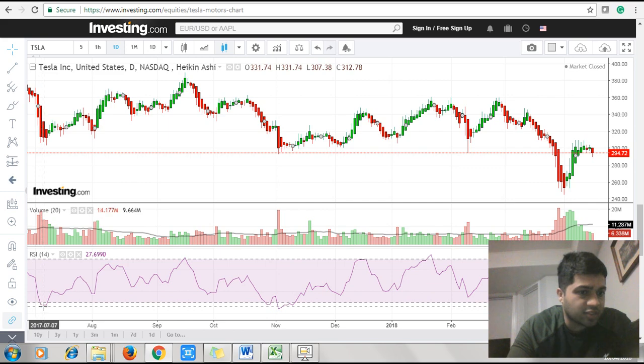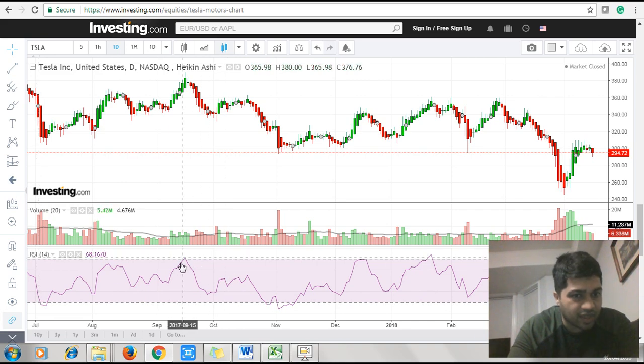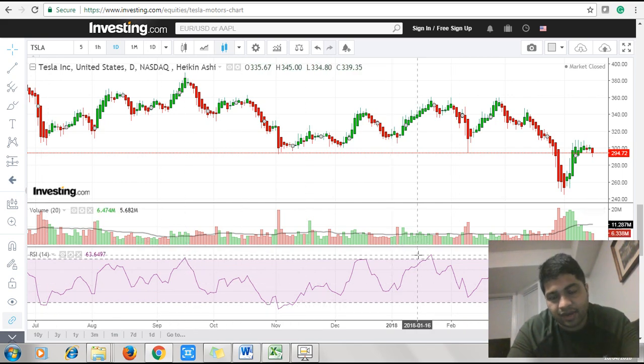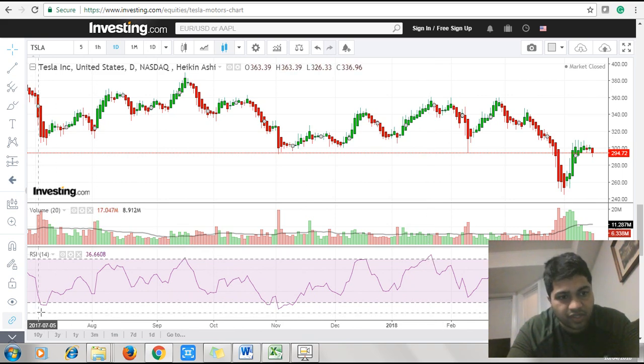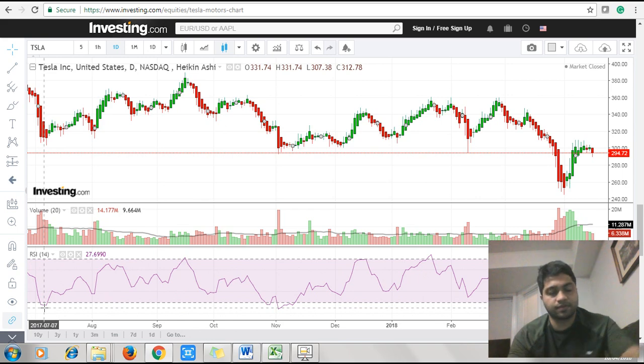If RSI is below this range, so this is 30 or 20, below this range we buy. If it is above this range we short. So below this range you go long, above this range you go short. That is the analysis. This was above the range, you go short. This was below the range, you go long.